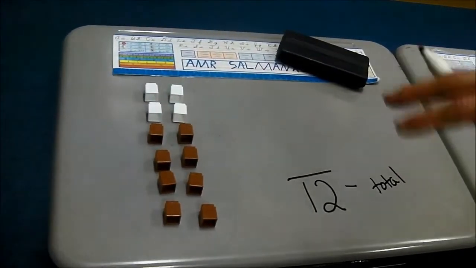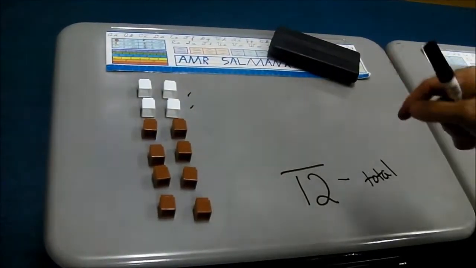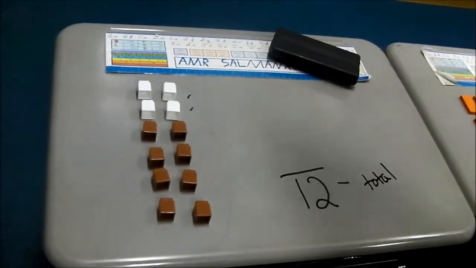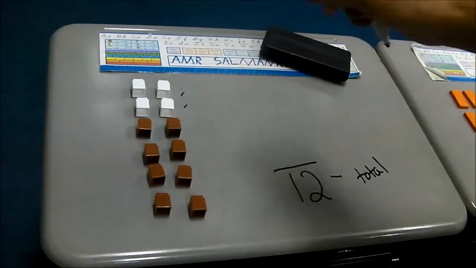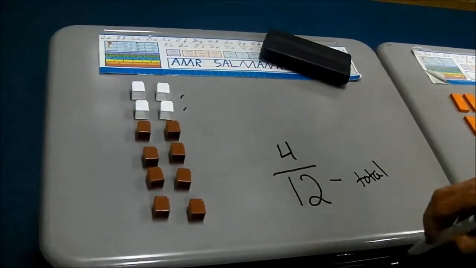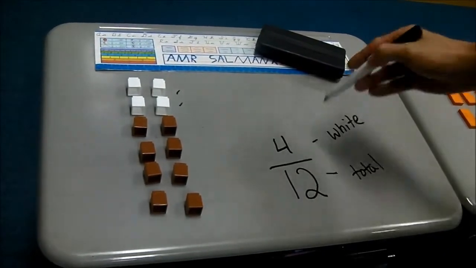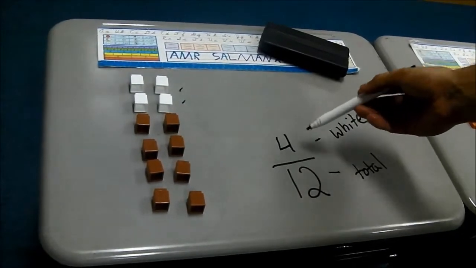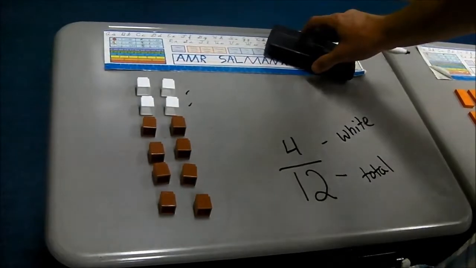Now we have to choose which one we want to talk about. I'm going to choose the white first because there's less of them. We have 1, 2, 3, 4 whites. So 4 out of these 12 blocks are white. And the 4 tells us how many we have, so we want to put the 4 in the numerator spot.